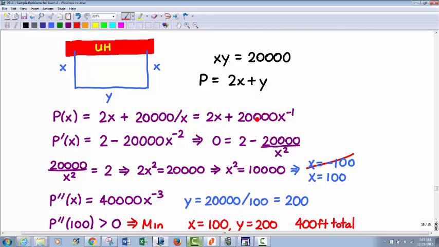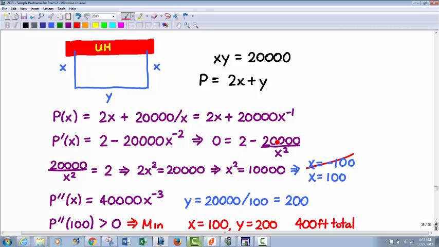So I would bring the x up to take the derivative. It'd be silly to do a quotient rule here. Bring the x up, make it -1. The derivative of 2x would be 2. -1 times 20,000 makes -20,000 x to the -2. Set that equal to 0.